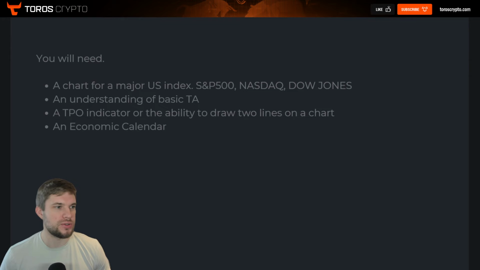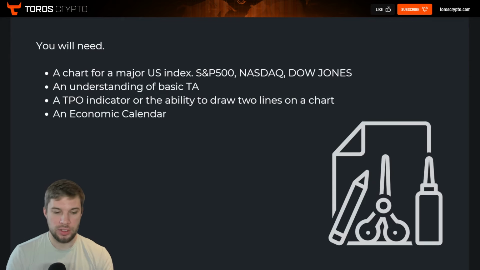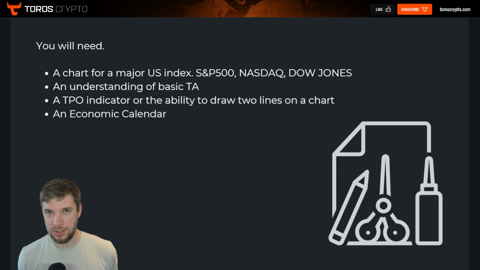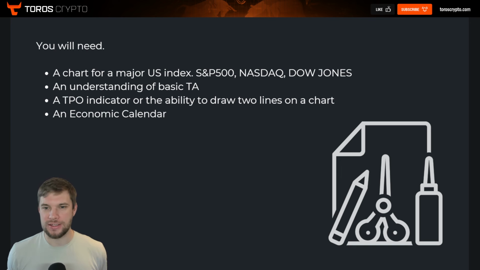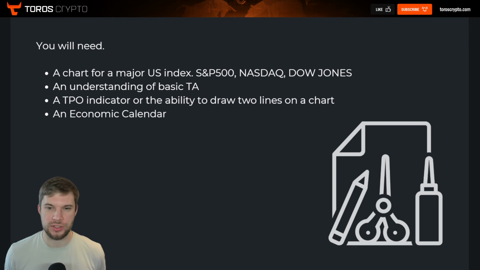What you are going to need for this, first of all, is a chart for a major US index. This works on the S&P 500, the NASDAQ, the Dow Jones, and the Russell, I think, a little bit as well. But me personally, I use it on the S&P and the NASDAQ, and those are the two that I use to trade. It is for the New York session.